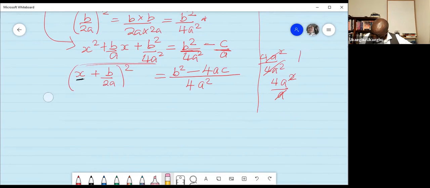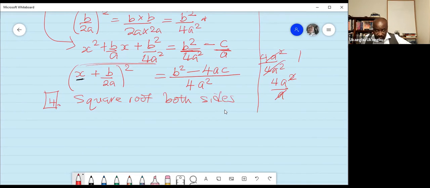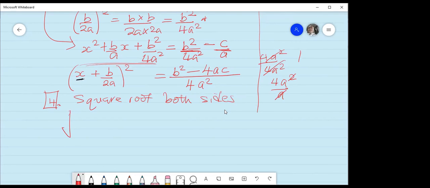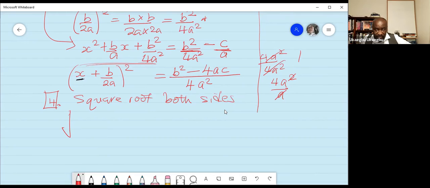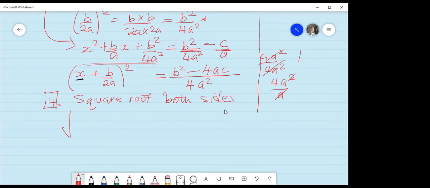Step 4. Square root both sides. So now when you do that, you just write in square root. Maple, yes, I don't understand. At what stage? Step 3.